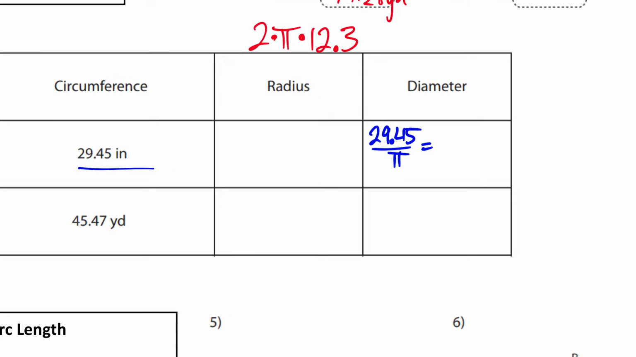And what does that give you? 9.37 inches. Now from the diameter, how do we get to the radius? Divide by 2. Yeah, just divide by 2. So we're going to do 9.37 divided by 2. 4.69. Okay.